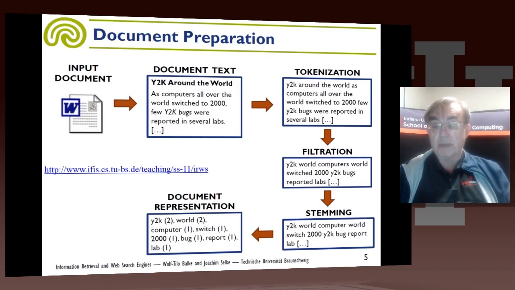Then we do the so-called stemming, which does things like converts computers to computer and switch to switch. So it takes every word and converts it to its canonical or fundamental or simplest form. Then the final things you get are the actual tokens. And in this case here, it's Y2K, world, computer, switch, 2000, bug, report, and lab. And then the document is specified by which tokens it has and how many times the tokens appear, and possibly the position in the document of the tokens.